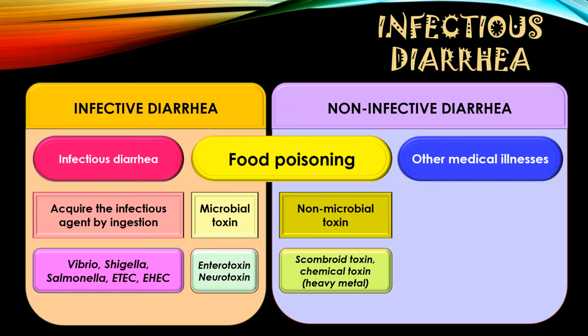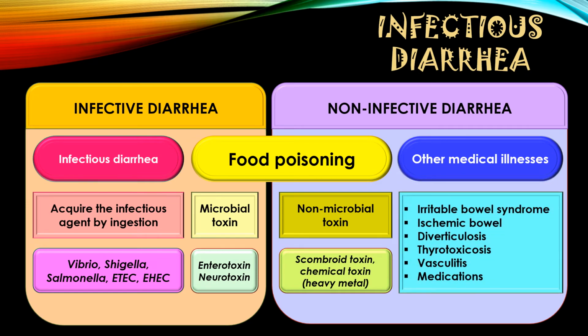And about the microbial toxin, we can further divide it into enterotoxin and other toxins. This toxin may be found in the food, and the patient gets it regardless of whether the microbe is also ingested or not. The non-microbial toxin is, for example, scombroid toxin or a chemical toxin from heavy metals like arsenic. And other diarrhea may be caused by non-infection, such as irritable bowel syndrome, diverticulitis, thyrotoxicosis, and maybe from medication, even antibiotics.